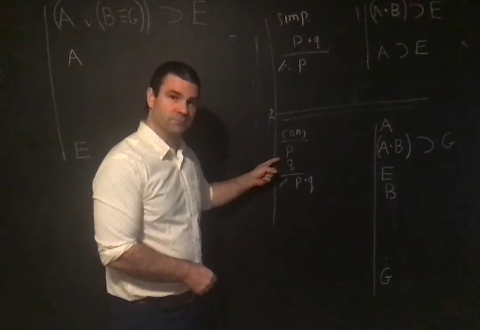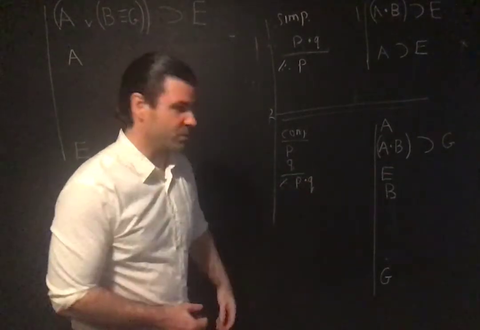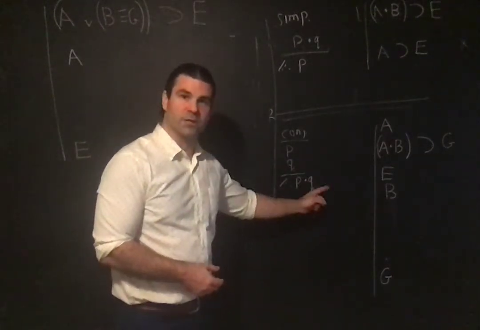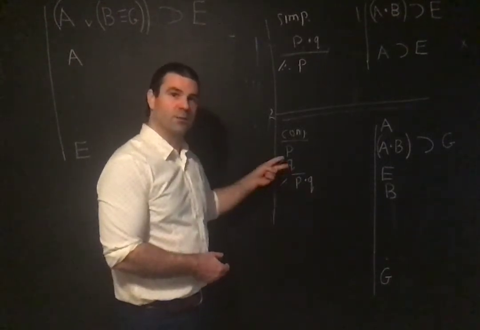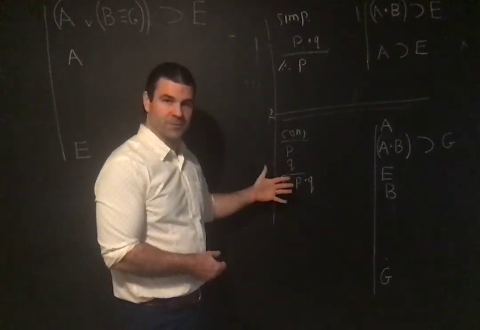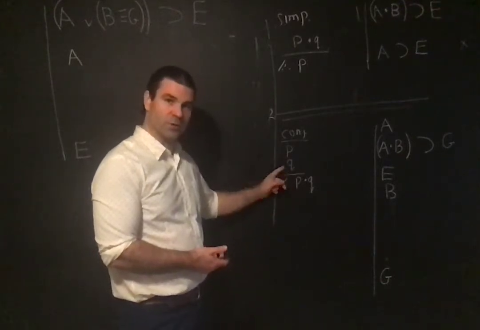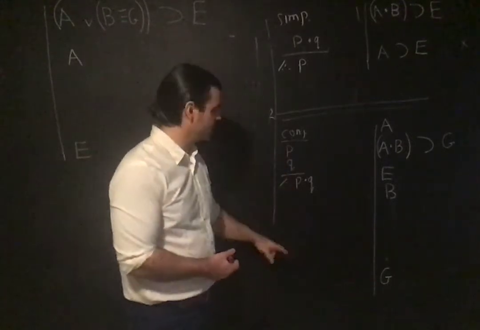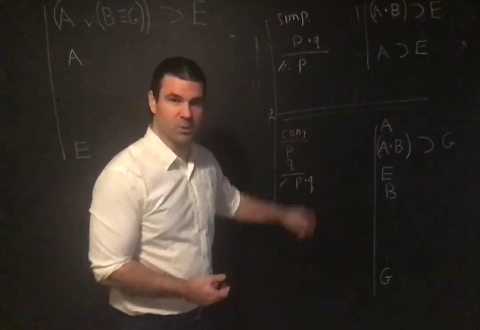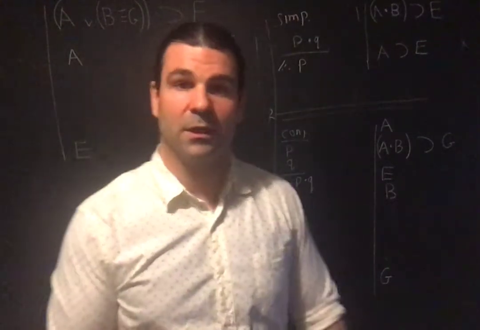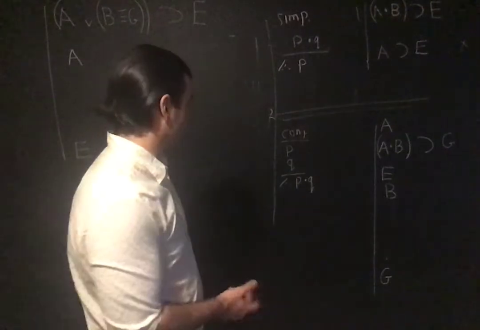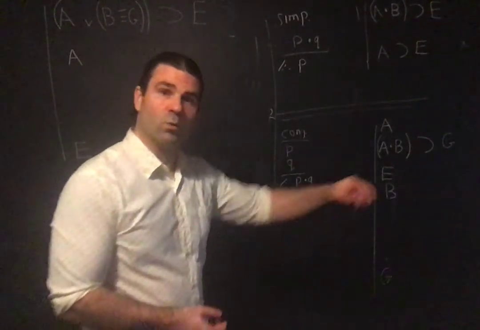Here's a statement of the rule: you're entitled to infer a conjunction if you are given both conjuncts separately. Right? Given P somewhere and Q somewhere, you're entitled to conjoin them by the rule of CONJ, conjunction. Okay? You're entitled to do that.